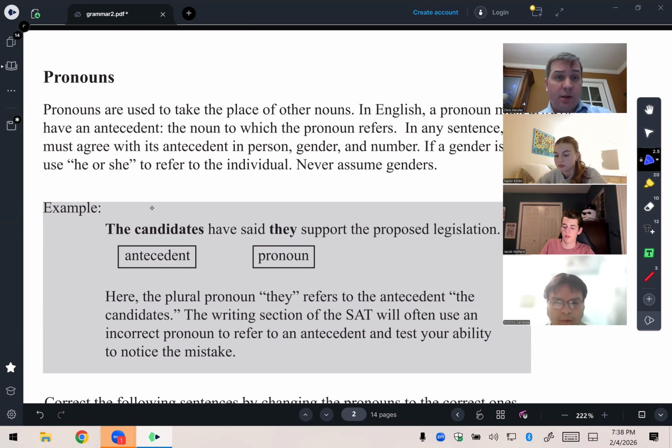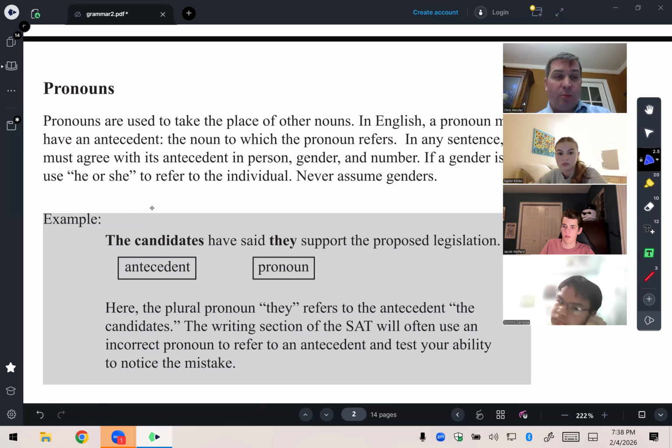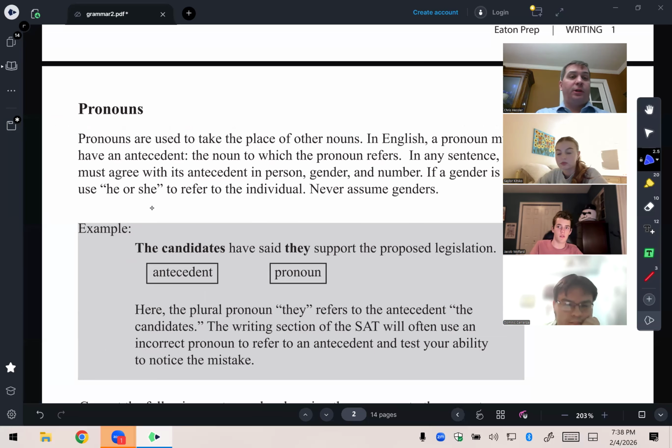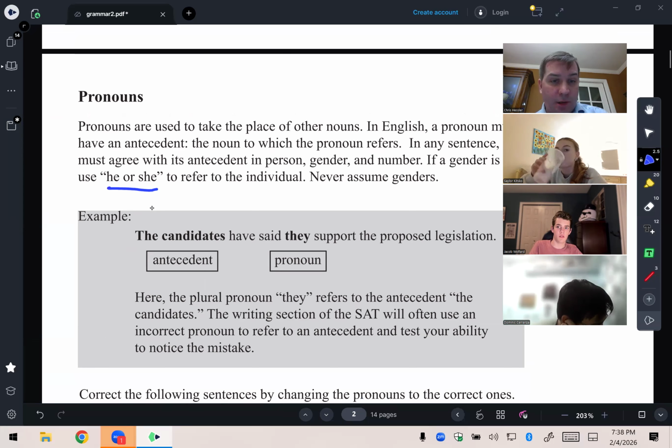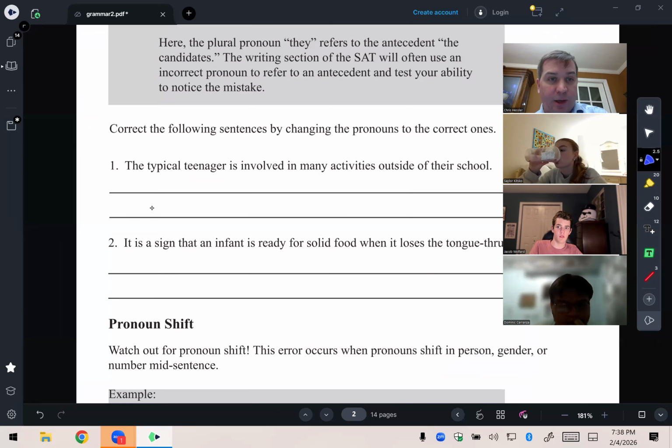And so in formal standard written English, we prefer to use he or she when we do not know the gender of an individual, and this has been true for about 100 years. All right, so we'll just fix a couple of these, and we'll just make the corrections right on the page. Don't worry about rewriting this sentence.